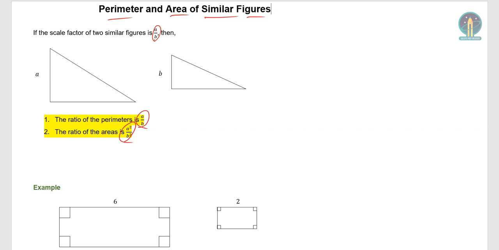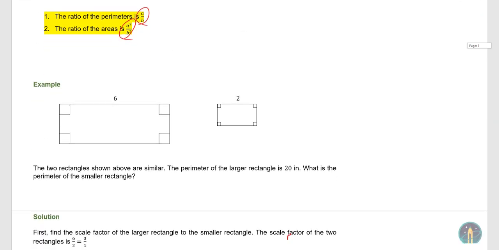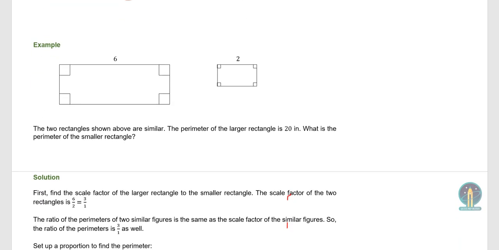Let's look at an example of how we can apply this. So the two rectangles shown above are similar. The perimeter of the larger rectangle is 20 inches. So this one has a perimeter of 20 inches. What is the perimeter of the smaller rectangle?